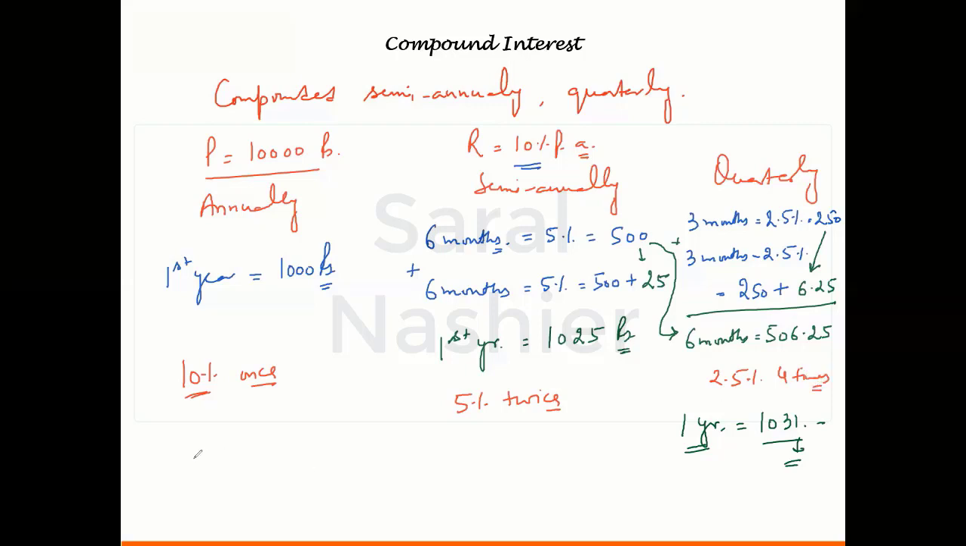So basically what is happening, the rate is R%, the time period is 1. The rate is R by 2%, half, and the time has been doubled. And here the rate is 1/4, right? And time has become 4 times.